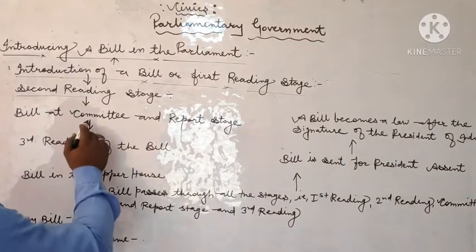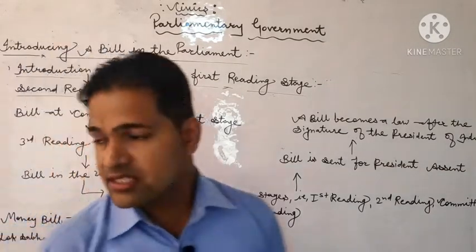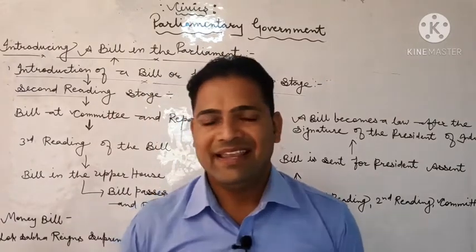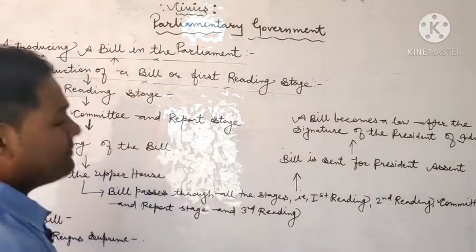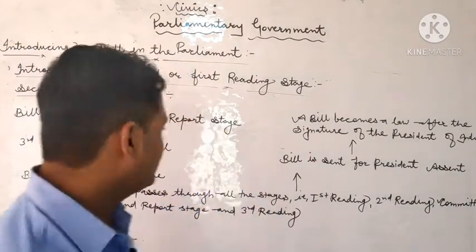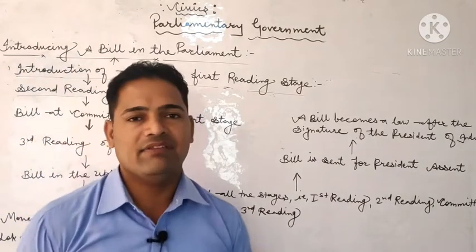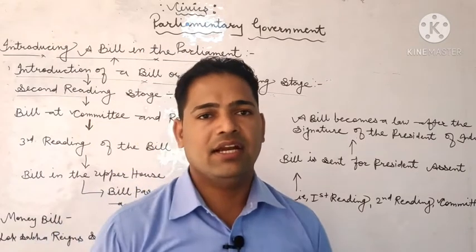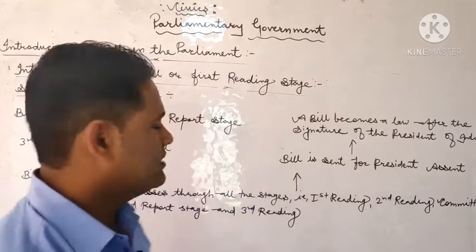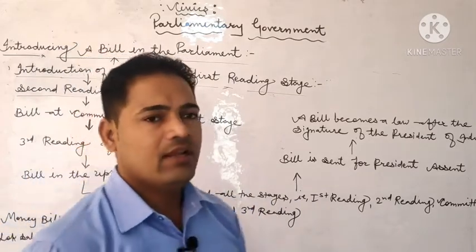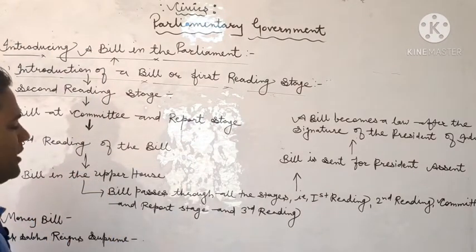Then after that comes the third reading stage of the bill. In the third reading, what will the system be? They simply go for the same kind of reading. In that, the particular minister again reads out the bill in front of the speaker, that yes, these are the kinds of changes, these are the errors, they are all rectified now, and now it's the third reading stage where everything is fine. And finally, my dear student, the bill goes to the upper house.